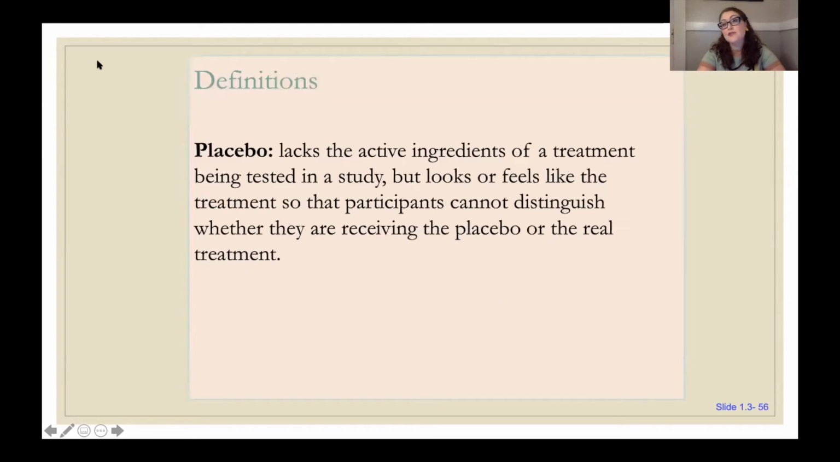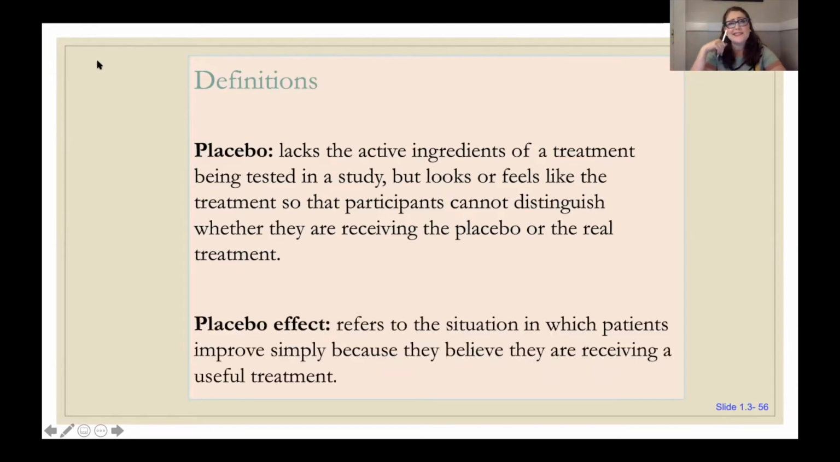Placebo, when it comes to a treatment, right? A placebo is like a sugar pill, right? It lacks the active ingredient of a treatment being tested in the study. But if you're in a medical study, you know you're going to be getting some medicine, so they have to give you a placebo. It looks or feels like the treatment, so participants cannot distinguish whether or not they're getting the placebo or the real treatment. One problem with this is the placebo effect, right? This refers to the situation in which patients improve simply because they believe they're receiving a useful treatment. And this is actually pretty common.